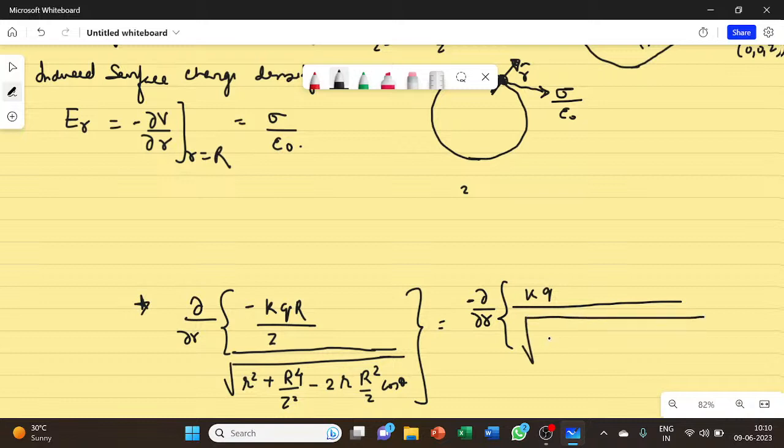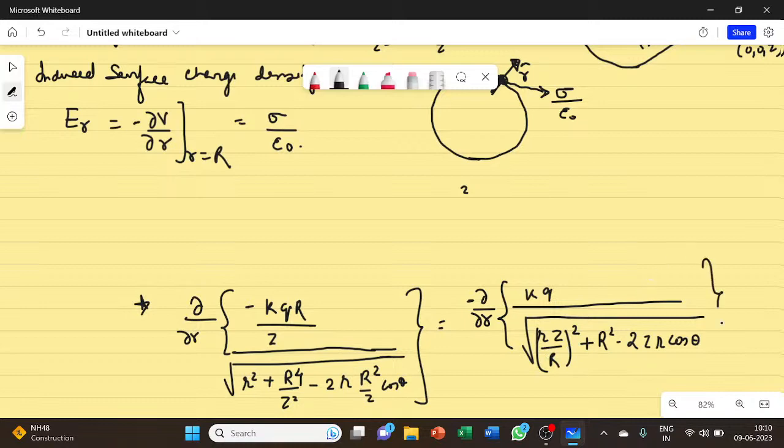So I'll get it as R Z upon capital R whole square plus R square, and then minus 2, I think this is Z, there would be R, and there would be cos theta. So minus 2 is RZ cos theta plus R square, and then I will get RZ whole square.